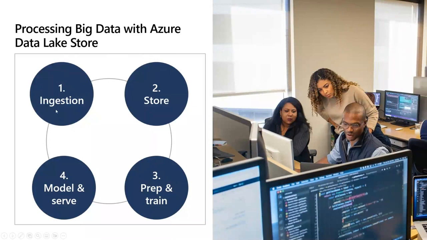First, the ingestion. The data comes from files, logs, any type of unstructured data. It's going to be put, in this case, in the data lake store. So that's the first step in your big data process. Then, when you get this data from any kind of source, you store it in the data lake store. And in this case, we're going to talk about Azure Data Lake Storage Generation 2.